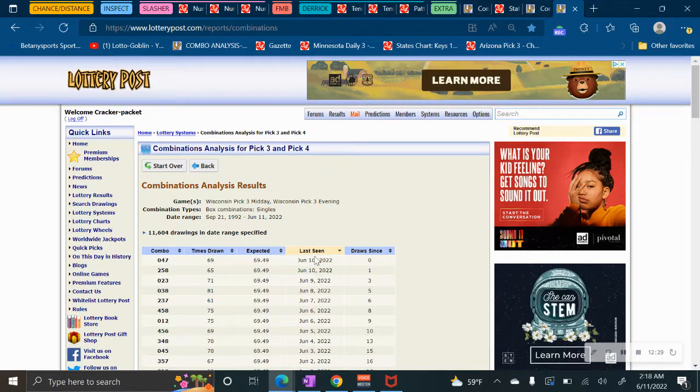So here you go to last seen, June 10th. So that was yesterday now. Okay. This was the evening number. This was the midday number. And I had 268. I really thought that the 2-6 pair was going to drop. But you know what? The 2-8 pair was due too. So I should have thought about that a little bit more.